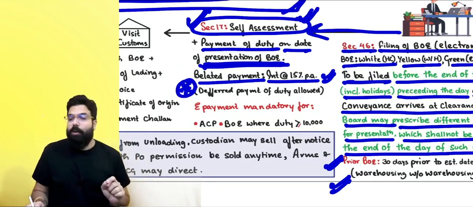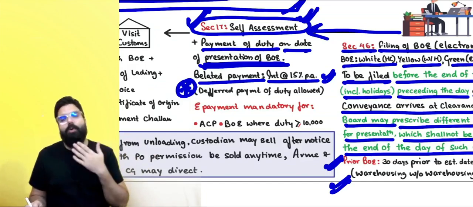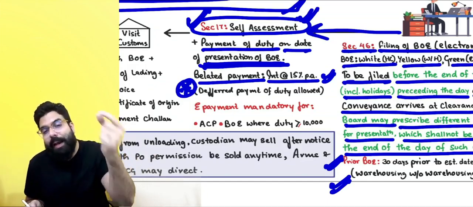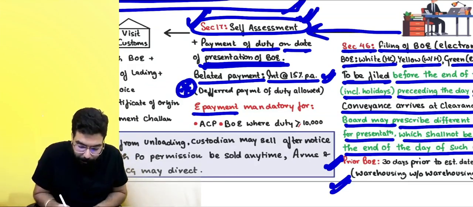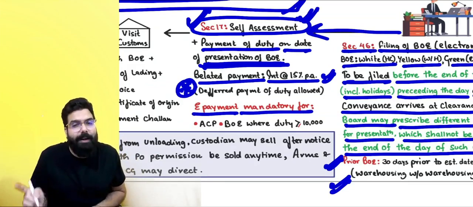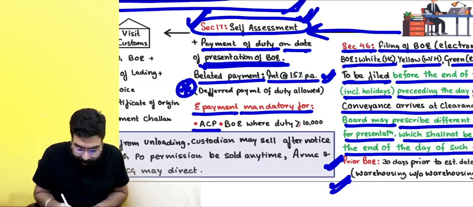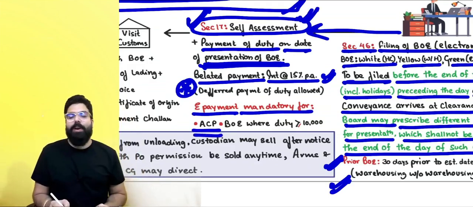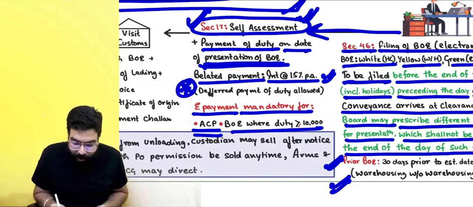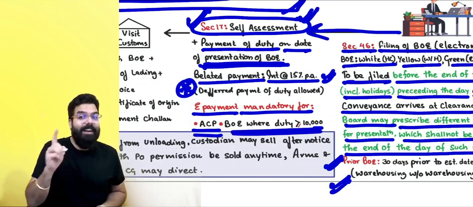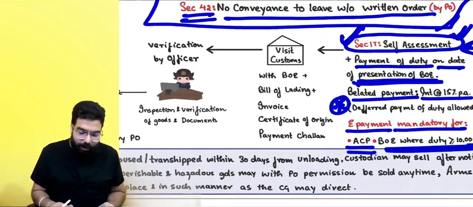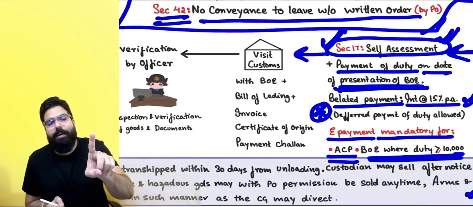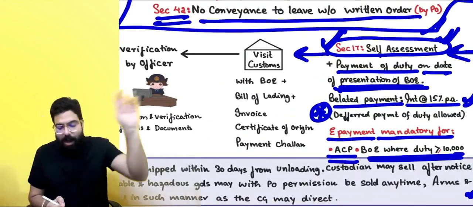Additionally, they have also said that whenever you make the payment, you have to make the payment electronically. E-payment is mandatory if you are a person under the Accredited Client Programme, or you are filing a bill of entry where the duty payable is greater than or equal to 10,000 rupees.